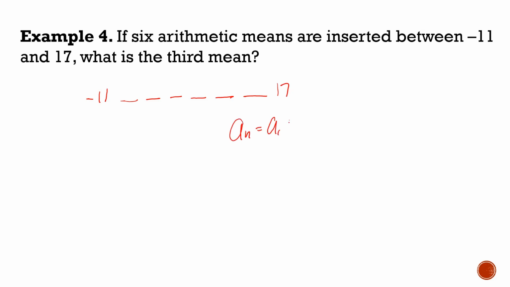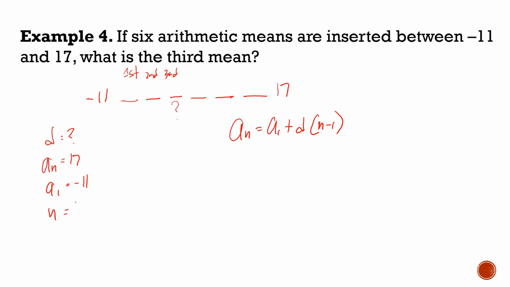Okay. So basically, we will be doing the same thing as what we did in the previous example. So we need to find d. The third mean here, by the way, is, so this is the first mean, the second, and the third. This is the question mark. Okay, so we need to find d, just like what we did in the previous example. Our last term in this sequence is 17. Our first term is equal to -11.